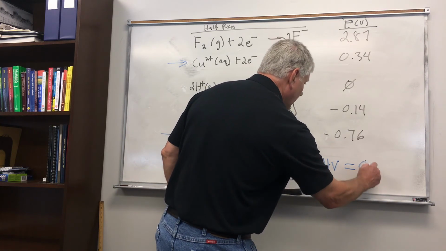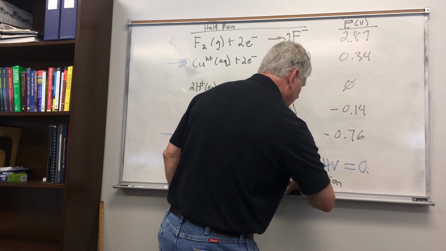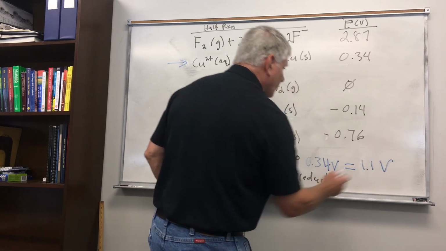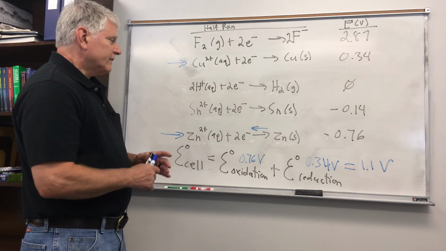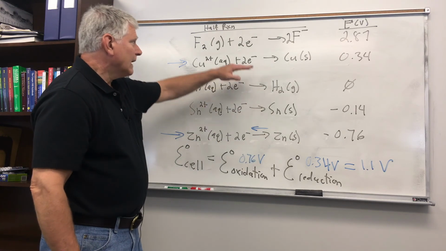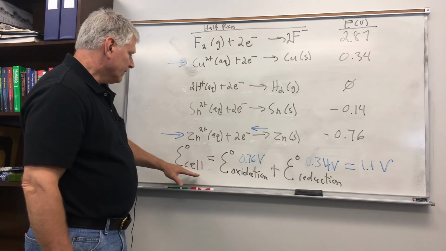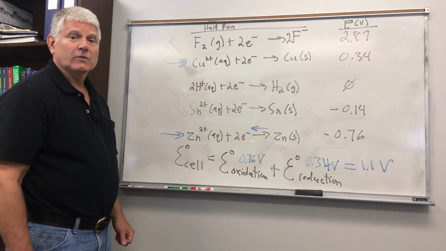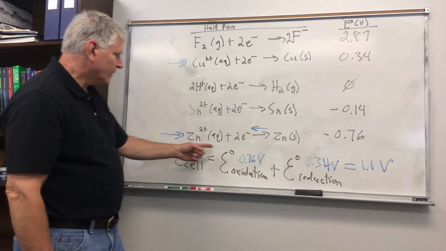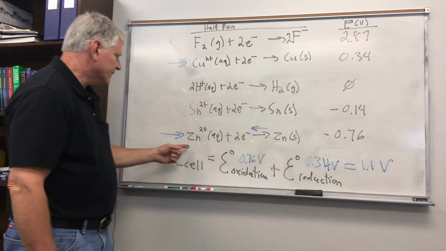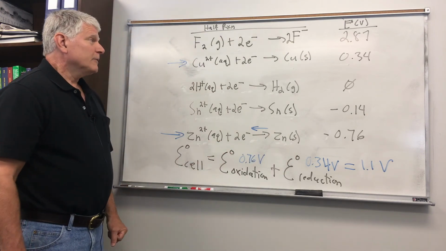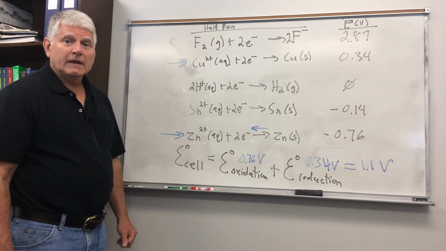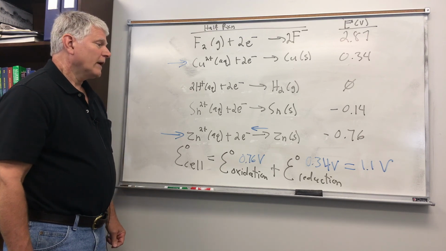And we saw that before, that's 1.1 volts. So I just add the oxidation and the reduction reactions together to get the cell potential. Now this is all standard, 1 molar concentration and 1 atmosphere pressure for the gases. If I have different concentrations and pressures, I can correct that, and we'll show how to do that later.